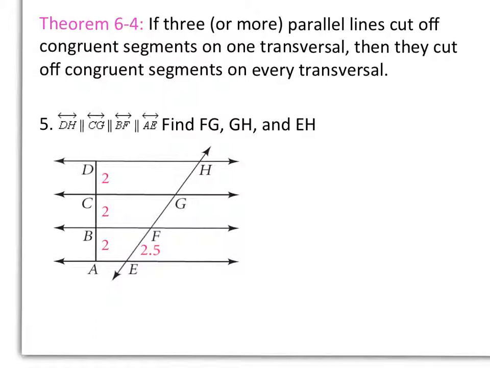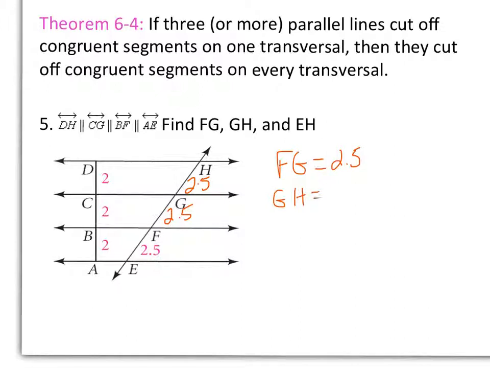Okay, well, we're told on the left side that AB is 2, BC is 2, and CD is 2. Our diagram is marked that EF is 2.5. So the theorem just said we have, so in this case we have 4 parallel lines all being cut by one transversal. So it's going to make all of my segments congruent. So that means this will be 2.5 and this will be 2.5. Alright, so FG is 2.5.